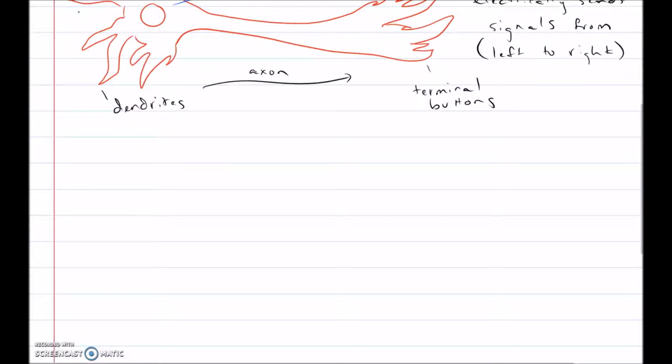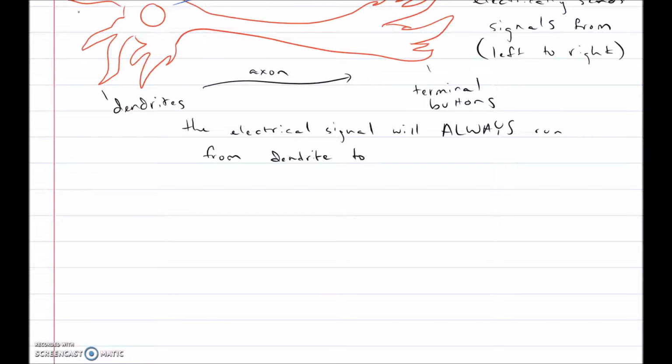Then the other part of the cell that's kind of ignored in this process is the cell body, which holds the nucleus. But the dendrites receive the signal, the axon carries the signal down, and the terminal buttons send the signal forward. And because of each of those roles, it's impossible for the signal to go in the reverse direction. The signal will always run from dendrite to terminal button, always.